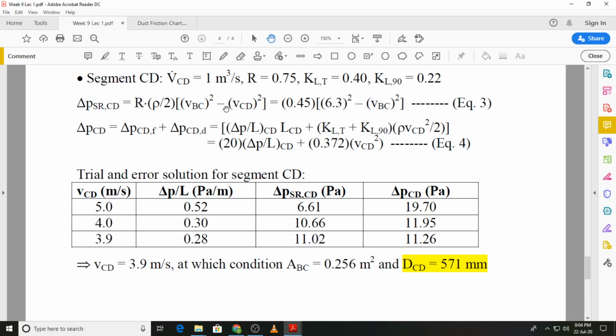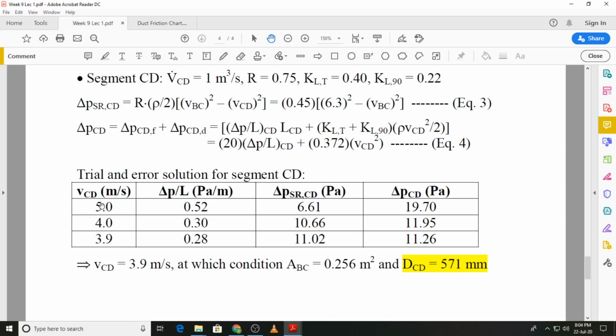We again write the equations for the static regain and the pressure drop, and this time the initial velocity was VBC, and the guess velocity will be VCD. We substitute the known values, we get equation 3. Then again we had the duct length of 20 meters, and then delta P by L is unknown. These KL values are known. We know the standard density is 1.2 kilograms per meter cube, and that will give us equation 4, in which only VCD and delta P by L are unknown.